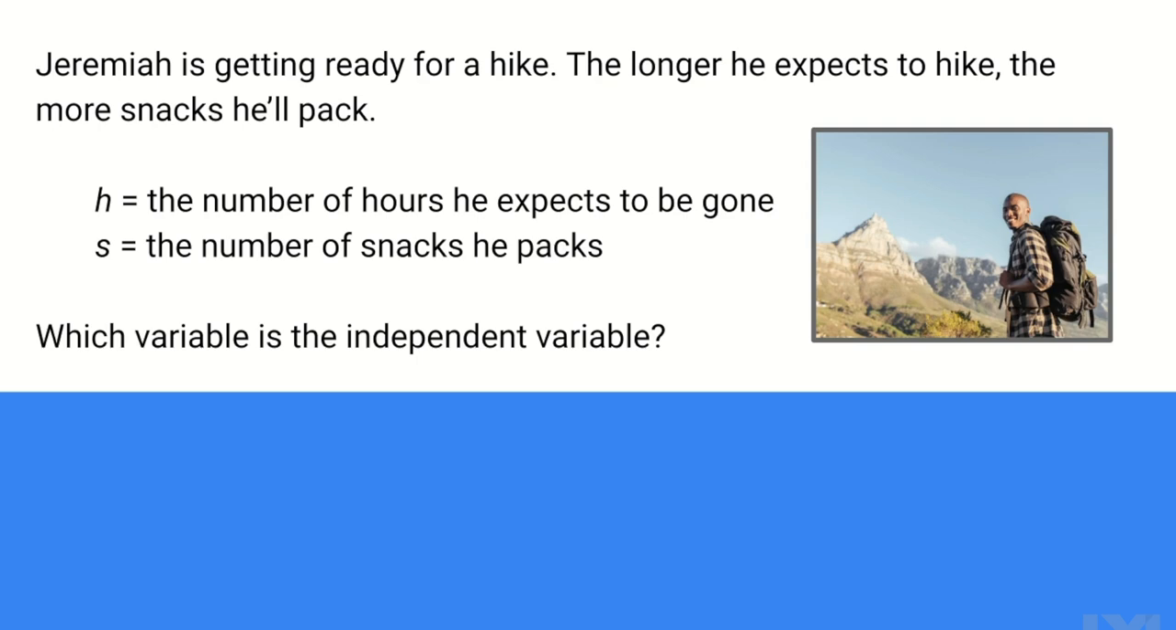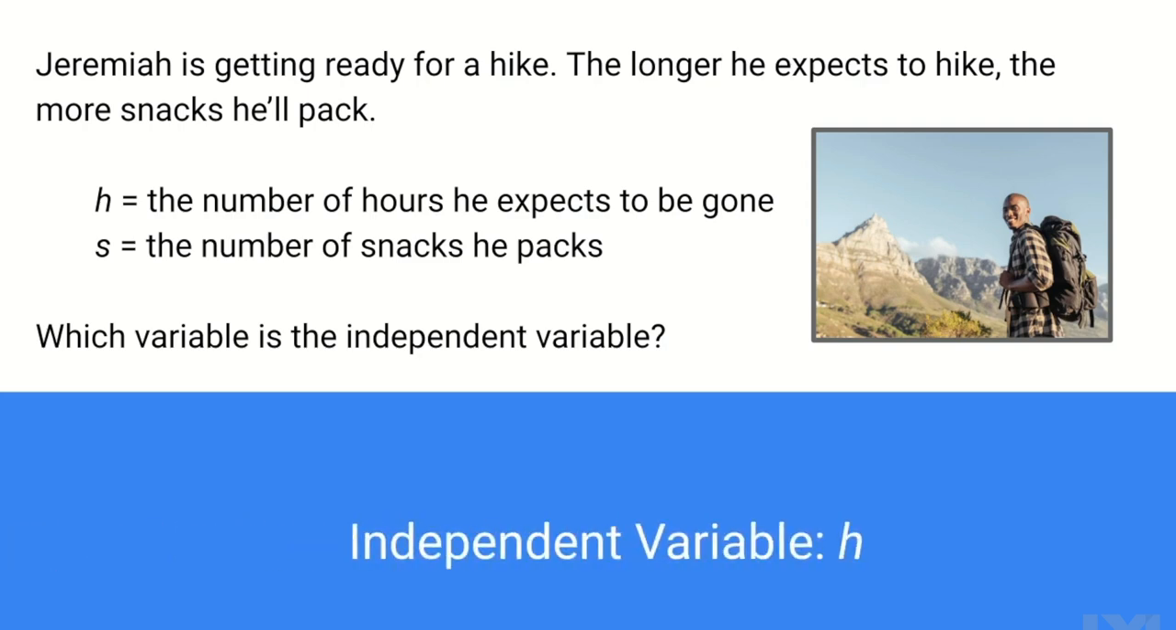Notice that here we're looking to identify the independent variable. In order to do so, we can look more closely at the wording of the question. We know that the number of hours he expects to hike will influence how many snacks he packs. There is no specific keyword here, but when we think about it like this, we can see that the number of snacks, S, depends on H, the number of hours he expects to be gone. Since S depends on H, S is the dependent variable. That means that H is the independent variable here, as the number of hours Jeremiah expects to be gone is not affected by how many snacks he packs.